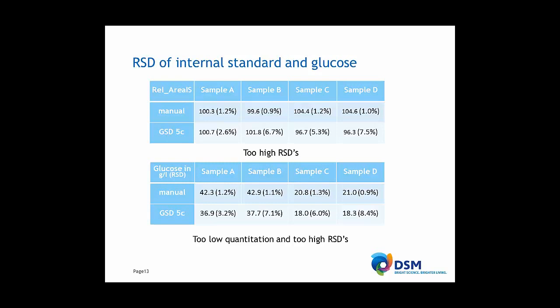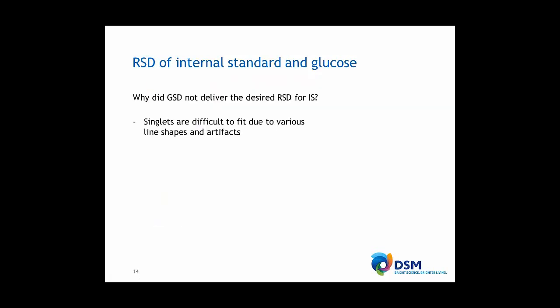And again, with a poor variation in your internal standard, the compounds of interest will also show a higher deviation, which you can see over here, and the actual values are also quite low when compared to the manual processing. When I first saw these results, we started to ask Mnova about this, why the differences were there, or why we could see such differences.